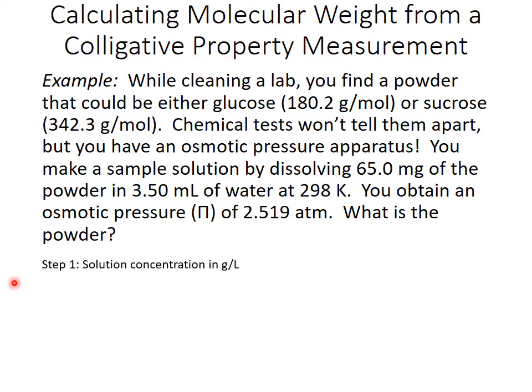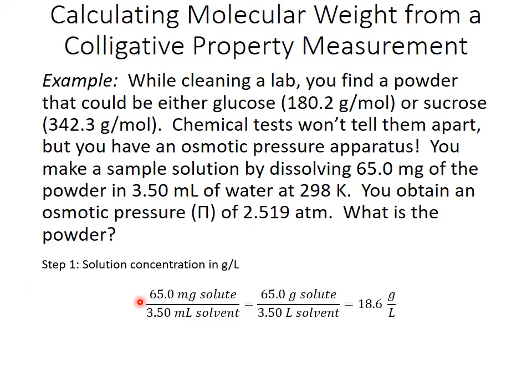Step 1 is to calculate our solution concentration in grams per liter. 65 milligrams of solute divided by 3.5 milliliters of solvent is the same thing as saying 65.0 grams of solute per 3.50 liters of solvent. You can go through the unit factor analysis conversions to confirm to yourself that this is true. If we crunch our numbers, we get that our solution concentration is 18.6 grams per liter. This is the value we will need near the end of the problem.